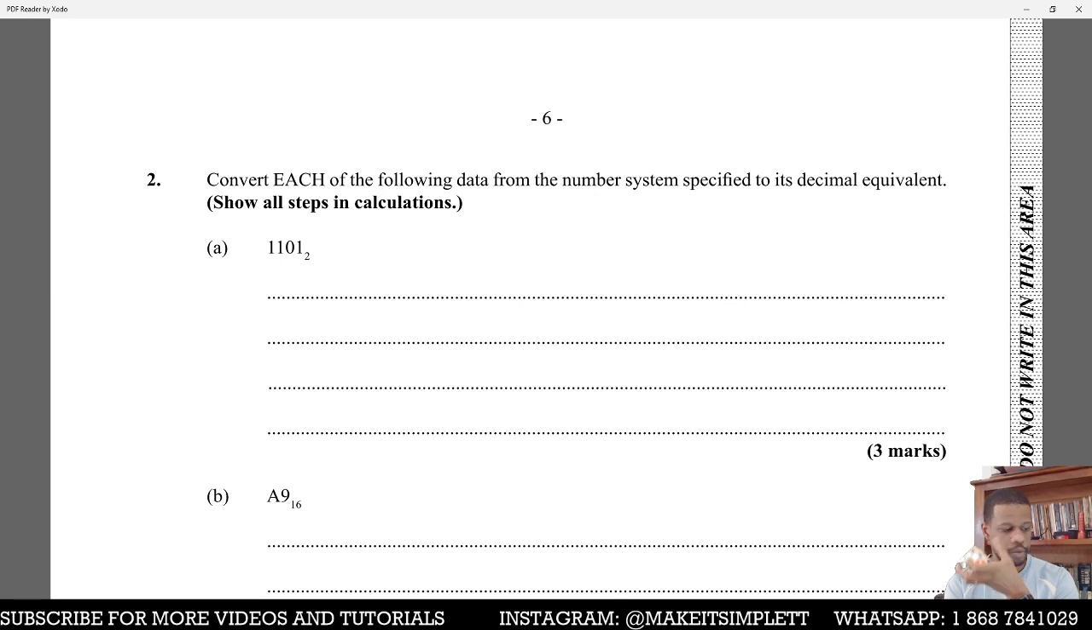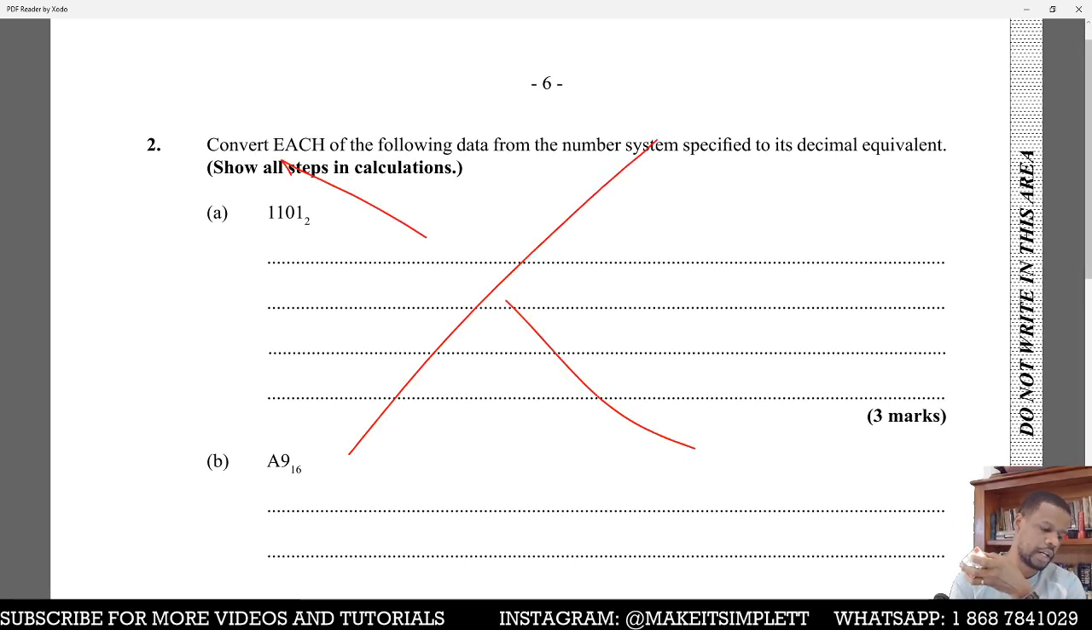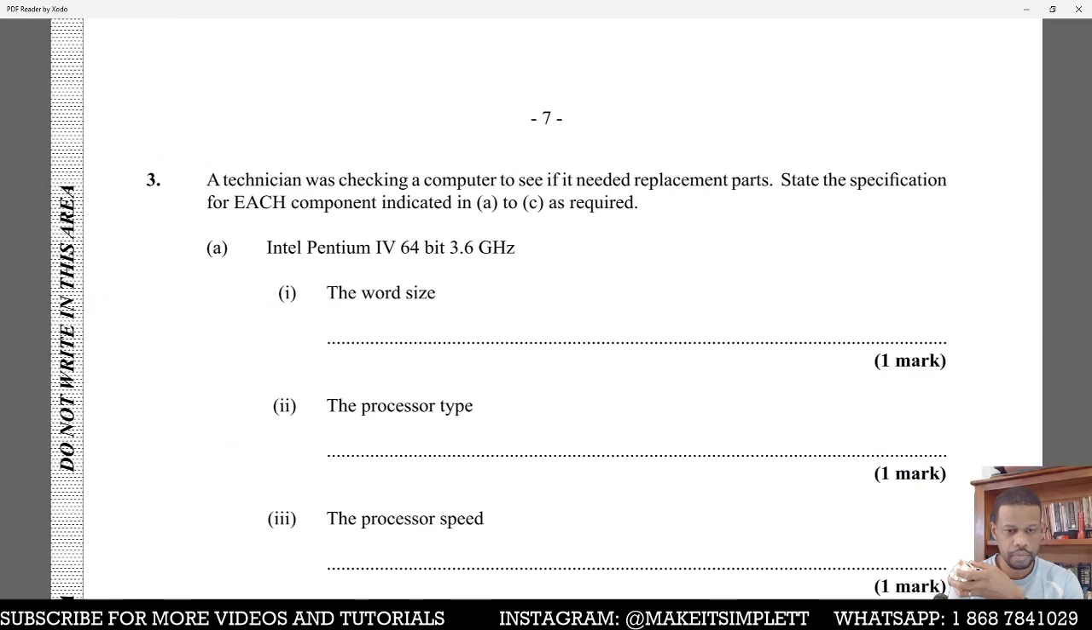Alright, advance forward now. Binary, no binary. Syllabus, so there you go.